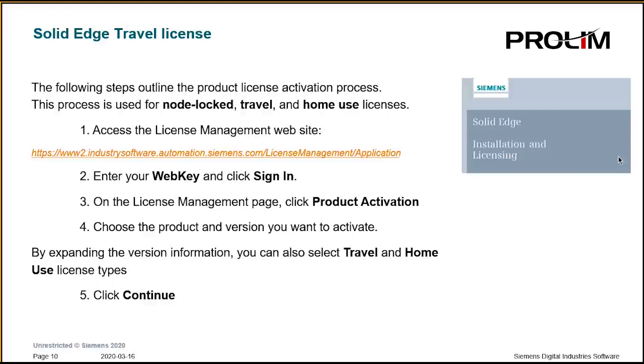Then on the license management page, you can click on product activation and choose the product and version that you want to activate, because the company might be using different types of add-ons and different types of products. By expanding the version information, you can also select which type of license you want. In this case, you select travel license and then click continue.